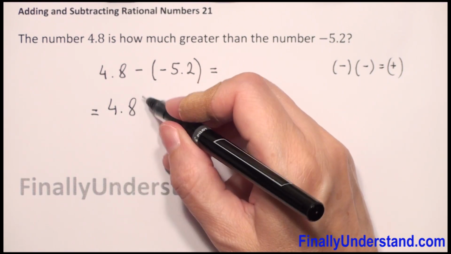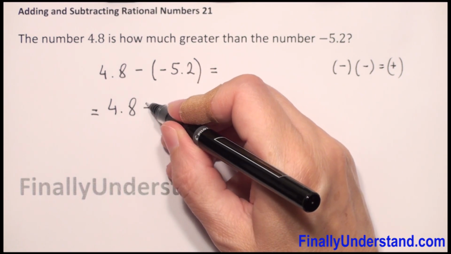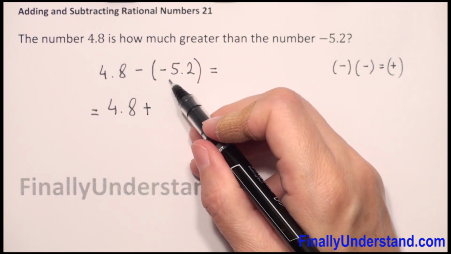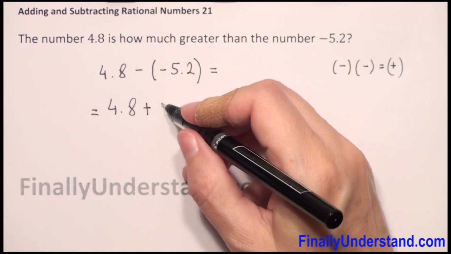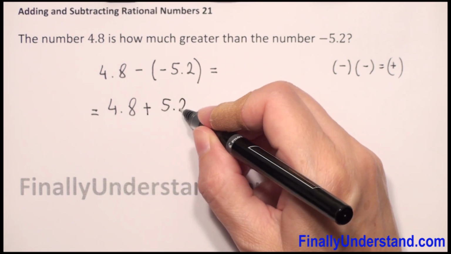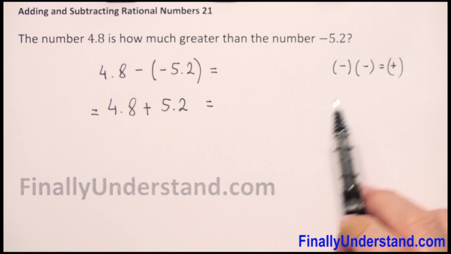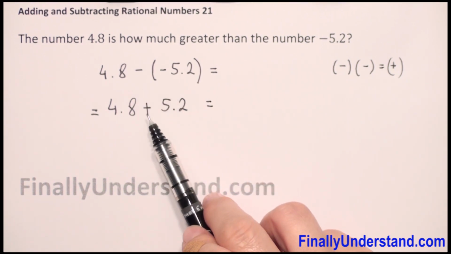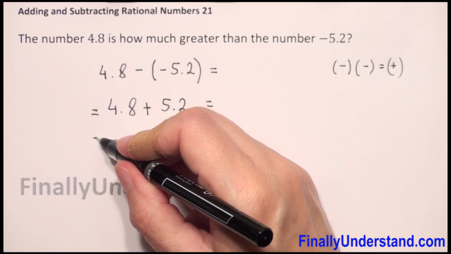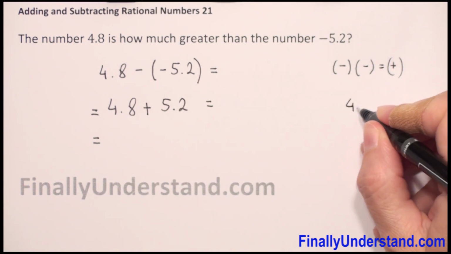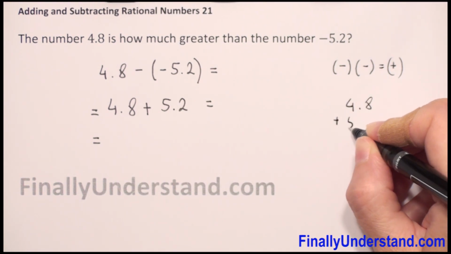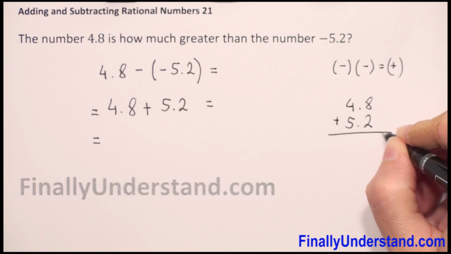So we copy the first number and we add its opposite. Subtraction we change to addition, and the opposite of negative 5.2 is positive 5.2. We don't have to write another positive sign. So like I said, two negatives build one positive. Memorize this. And now we have 4.8 plus 5.2.